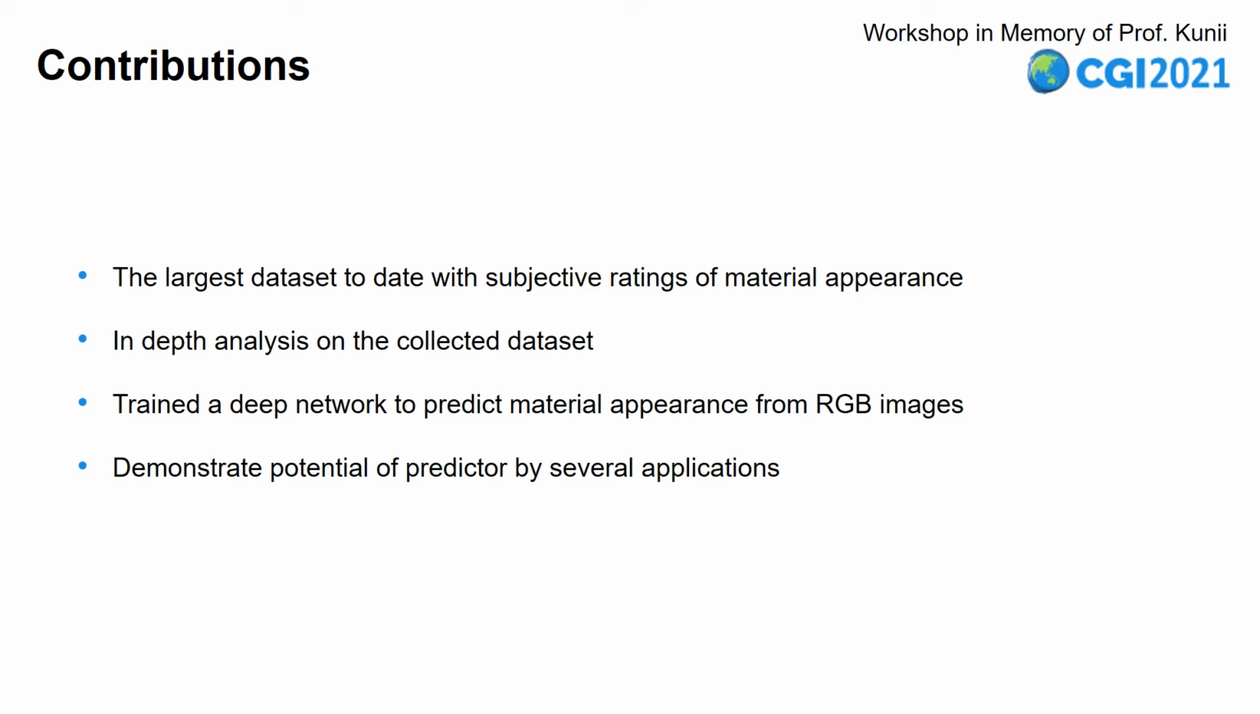Clearly, material appearance under different lighting setups and geometry is a difficult problem that has been investigated in the past, but in very limited setups, limited just to considering geometry or lighting for a relatively small number of rendered images. Our approach is in a sense holistic. We collect the largest to date data set with subjective ratings of material appearance. We perform in-depth analysis on the collected data and we train a neural network that predicts material appearance for images. We demonstrate also the potential of such a predictor in several interesting applications.